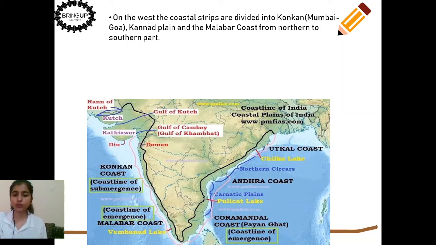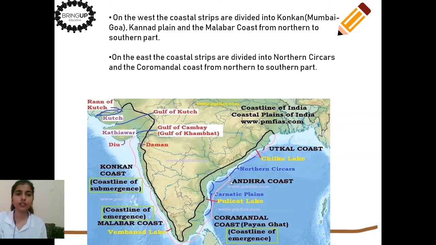Now moving on to the east coast. On the east, the coastal strips are divided into northern Sirkars and the Coromandel coast from northern to southern part. So starting from the north, we have northern Sirkars and the second part is the Coromandel coast. It is all marked over here. You can see them. So in the east side, it is divided into two portions. First one, in the north, we have northern Sirkars and in the south, we have Coromandel coast.